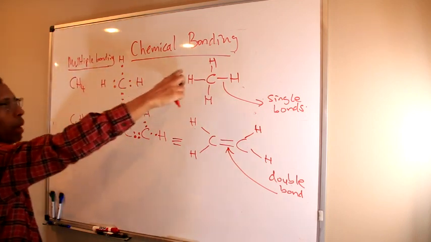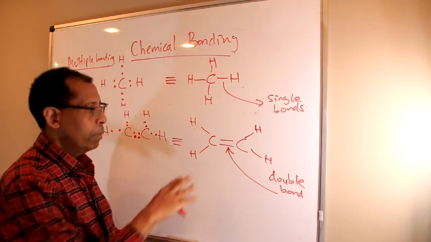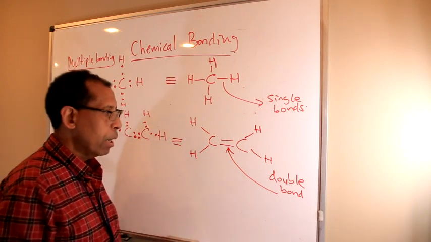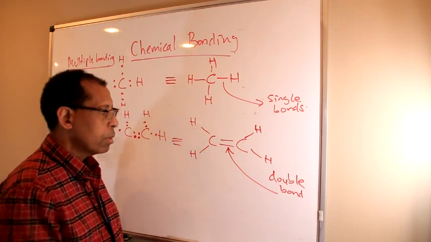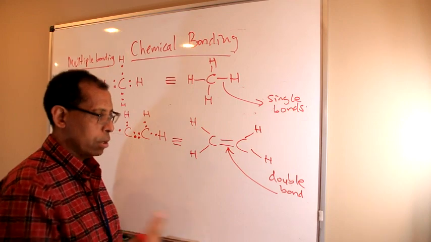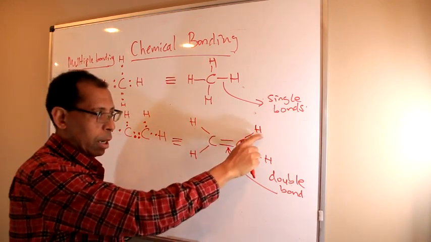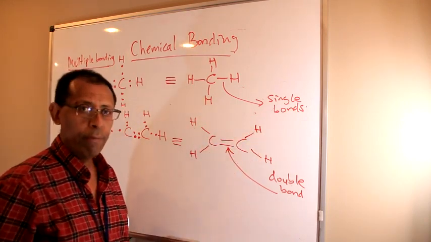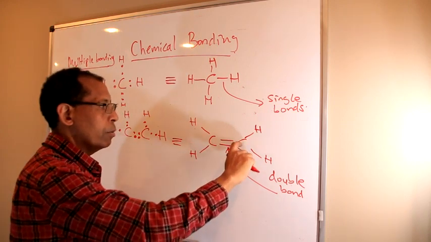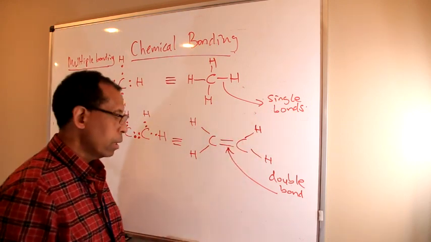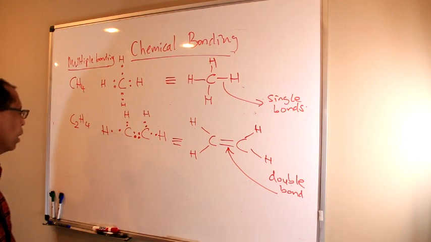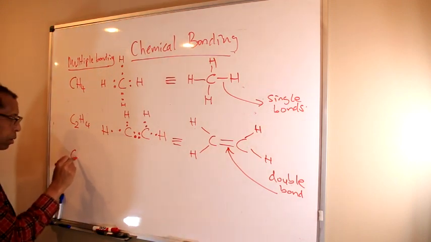It's not only sigma bonds that can be formed, but you can have multiple bonds with atoms such as carbon, nitrogen, oxygen, but not with hydrogen. Hydrogen cannot have multiple bonding. Hydrogen can have only a single bond. Now, let's do another molecule, C2H2.